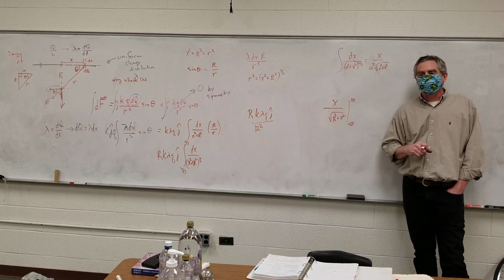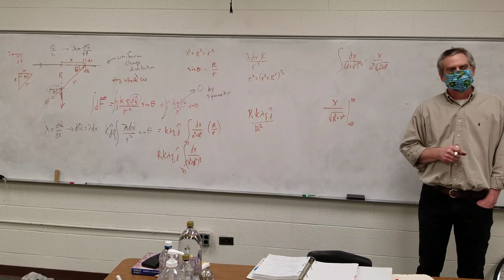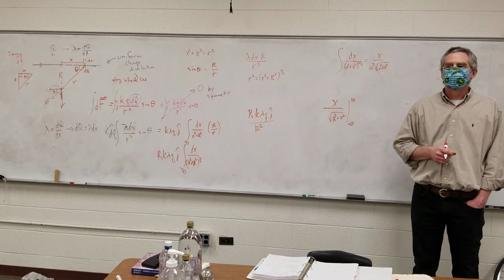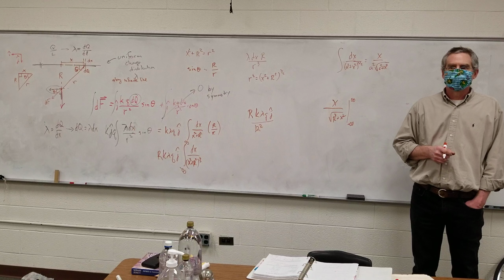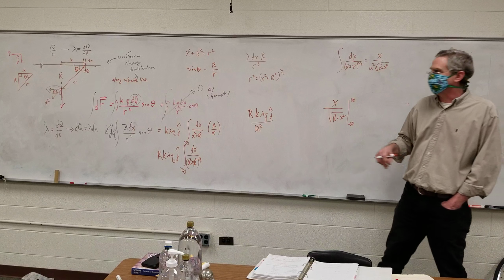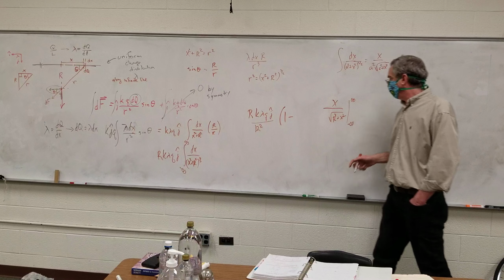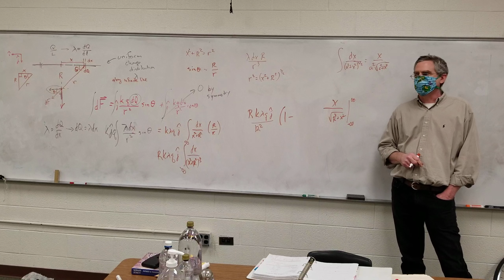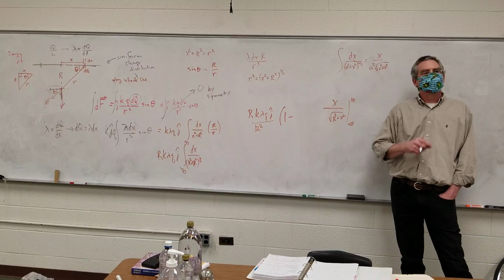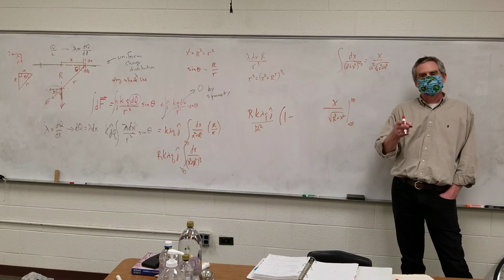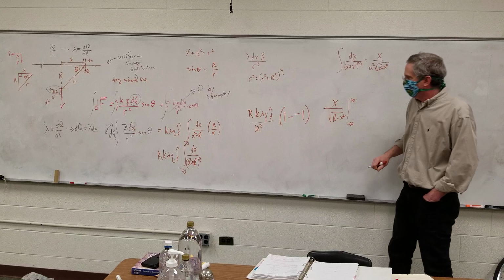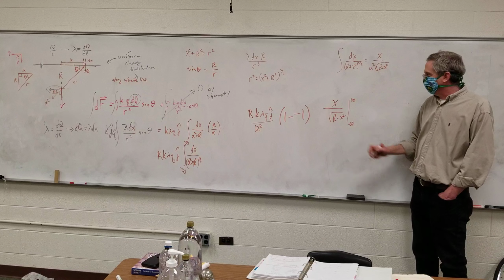So if I plug infinity in, what do I get? Infinity over infinity. Which is? One. Good enough. 1 minus, if I plug negative infinity in, what do I get? Negative infinity over infinity, which is negative 1. Okay. Thought it was negative over negative. Yeah, this is squared, so whatever.